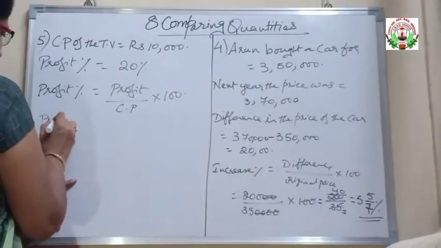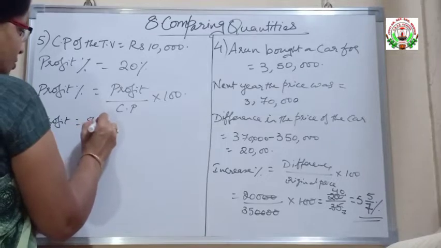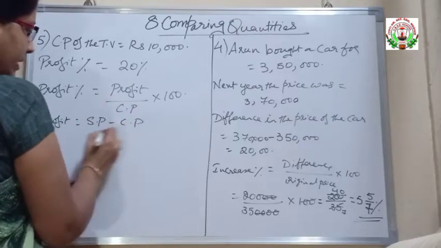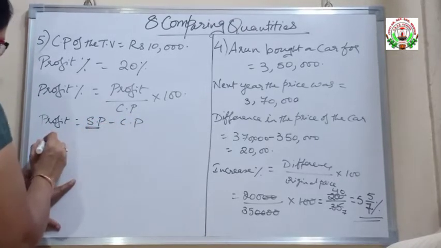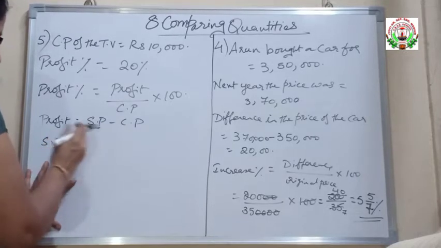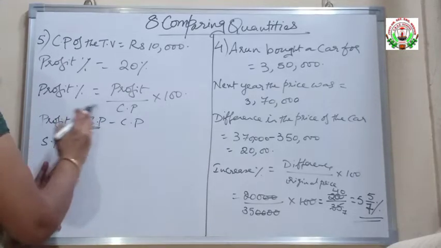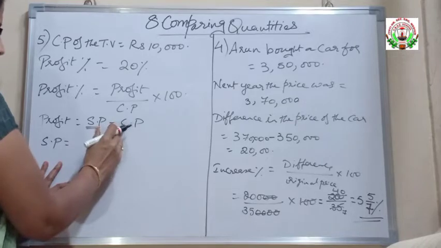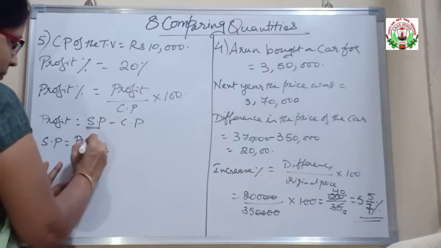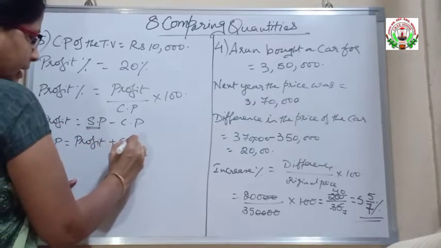See, profit equals SP minus CP. Here we have to find SP. So I am taking this SP to the left hand side, and this profit to the right hand side, and it means this CP here. So it will be profit plus CP.